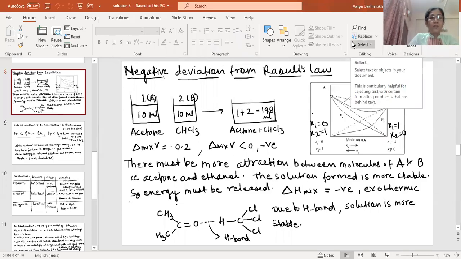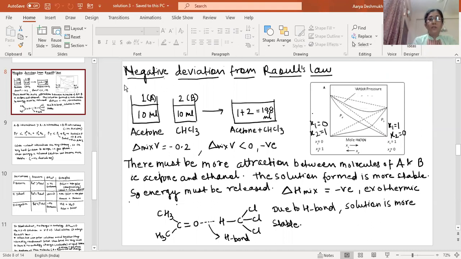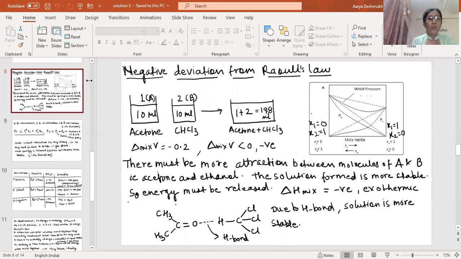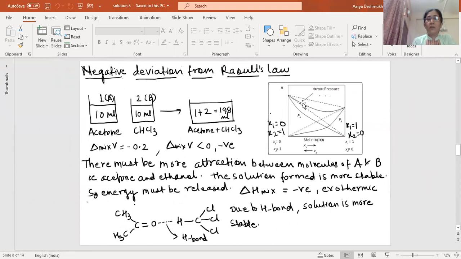Let us start with the negative deviation from Raoult's law. Here you can see the graph which denotes the difference in the graphical representation from Raoult's law. Here you can see P1 and P2. These are the graphs. The dotted line indicates P1 and P2, and it shows negative deviation from the original values for P1 and P2. And this is the vapor pressure for the solution here.